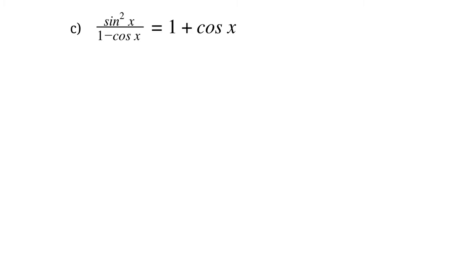So here's our next identity, and the left side definitely looks a little more complicated. So let's start with that. Our left side is equal to sine squared x over 1 minus cos x. Now we have a sine squared x, and we already know that our Pythagorean identity has a sine squared x. So our Pythagorean identity is sine squared x plus cos squared x is equal to 1. So let's try using that.